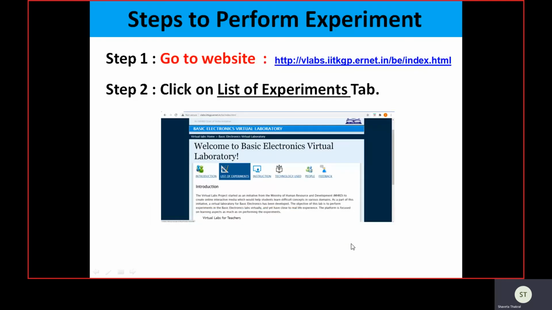And these are the steps to perform the experiment via this virtual lab environment that is developed by a team at IIT Kharagpur. First of all, we need to visit the website. This is the website. After visiting the website, there is a tab on this website, the list of experiments. So we click on this list of experiments tab.